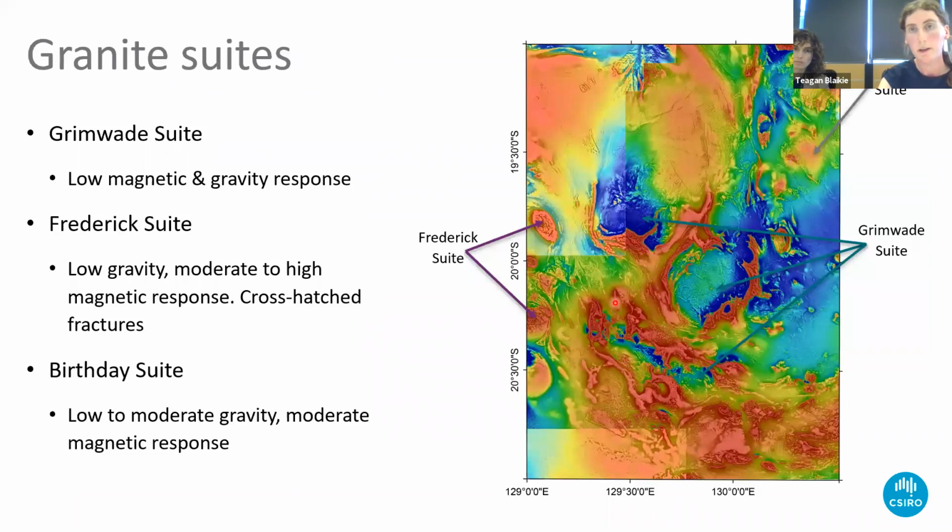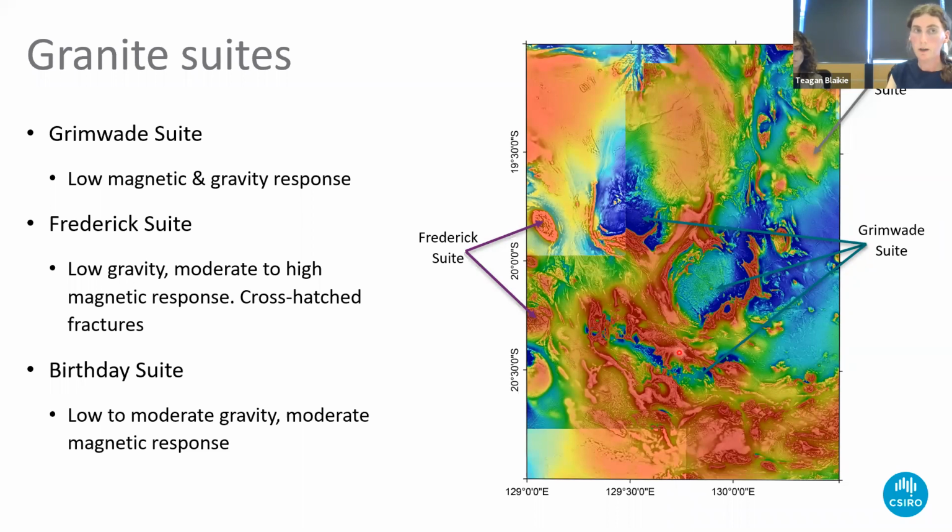The granitic suites in the area, we touched on this a little bit in some of the other slides, but there's three main suites, being the Grimoire, the Frederick and the Birthday suite. So the Grimoire suite tends to have typically low magnetic signature here, and they're often surrounded by the more magnetic stratigraphy of the Tanami group.